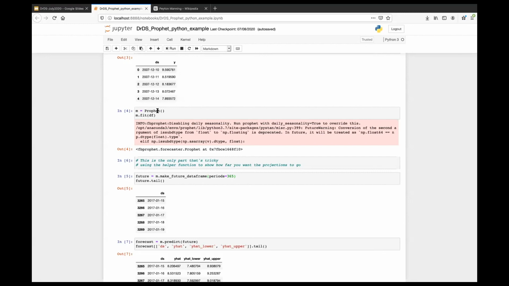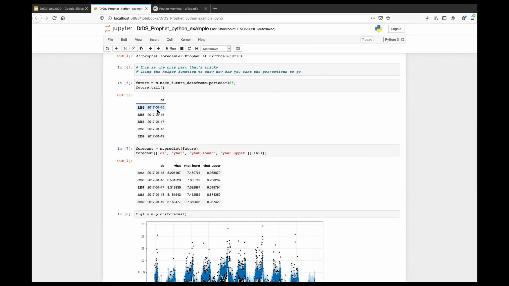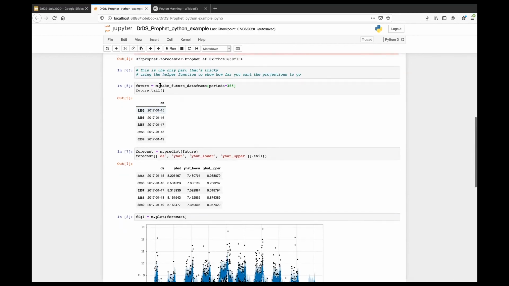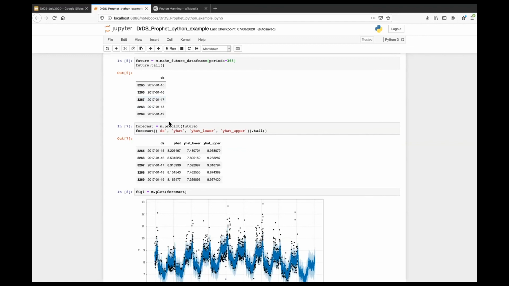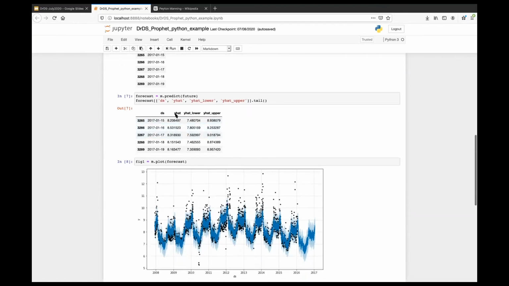So m equals Prophet().fit. The only tricky part that comes about in using the Prophet library is that you have to tell it in advance how far into the future you want it to go. So they have this helper function called make_future_dataframe. In this case, we're looking a year into the future, right? And I'm just checking that here with the tail. As I said, it's .fit .predict, and we just put our future data frame into our model, and what it gives you is the prediction of what your y value would be. So that would be the log daily page views with a lower and an upper limit as well.